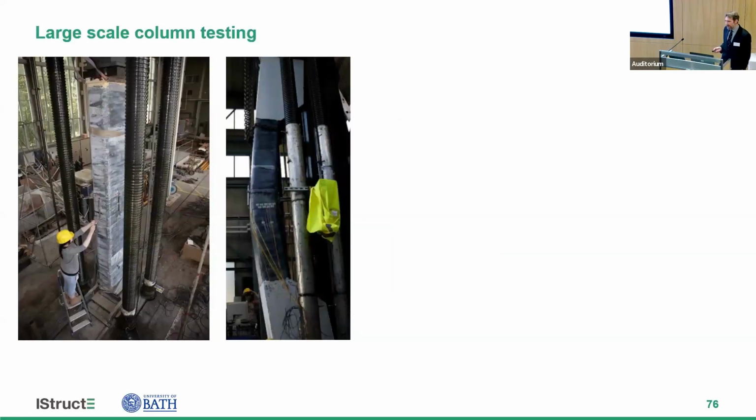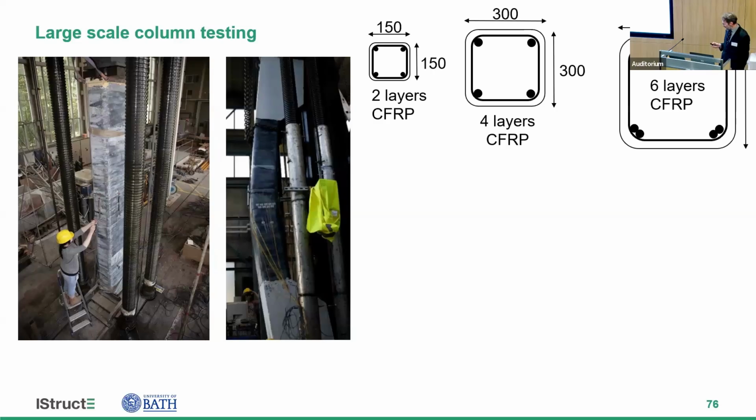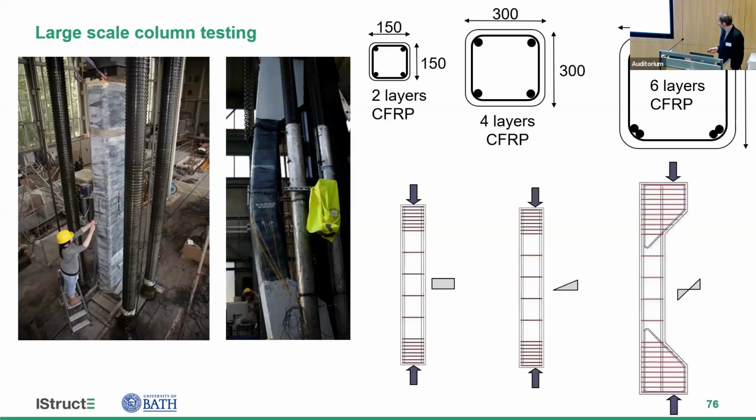So what we want to do is look at some large scale testing. So again, 99% of all testing is on these little small scale columns, where we looked at very large scale columns. So we did these at the BRE, which had the biggest compression testing machine in the country.